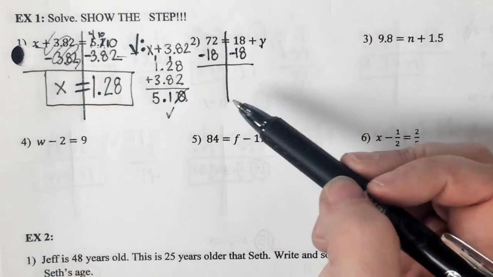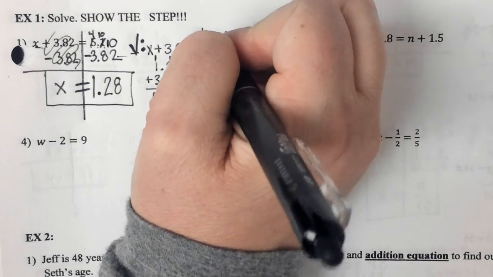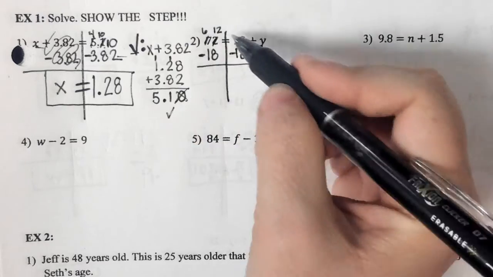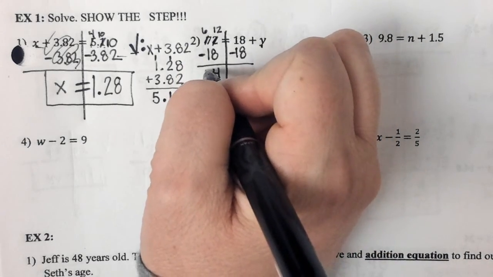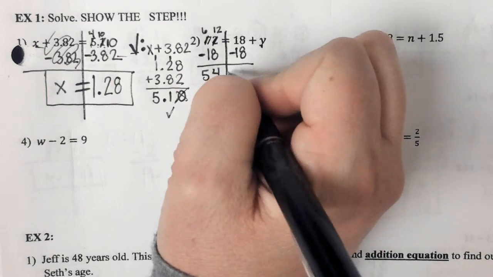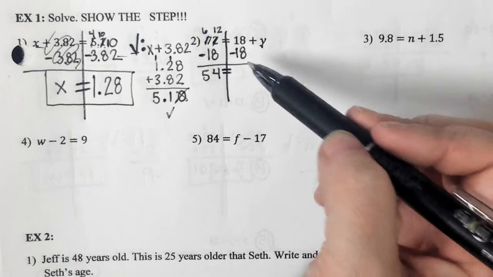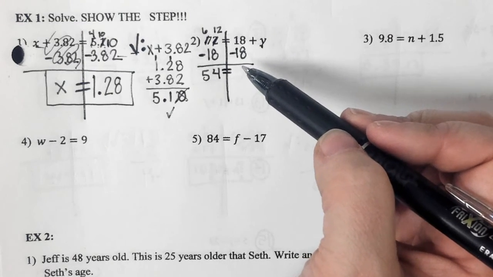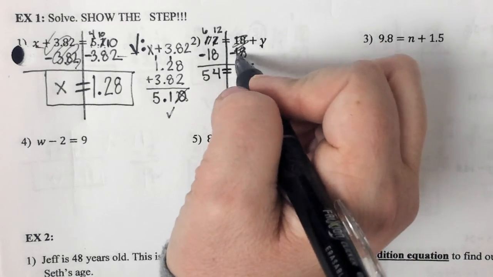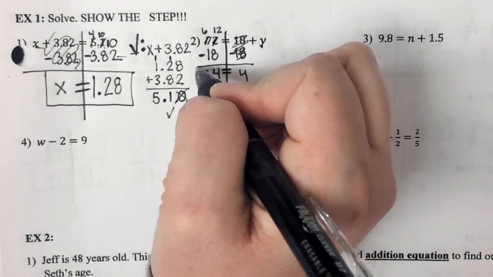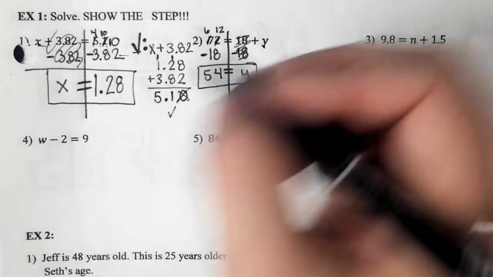Can I do 2 minus 8? So I'm going to borrow from 7. 7 becomes 6, and 2 becomes 12. 12 minus 8 is 4, and 6 minus 1 is? That line means that's where we put our equal sign. What happens to 18 minus 18, Griffin? Yeah, it becomes 0. It goes away, and we're left with y. So there's my answer.